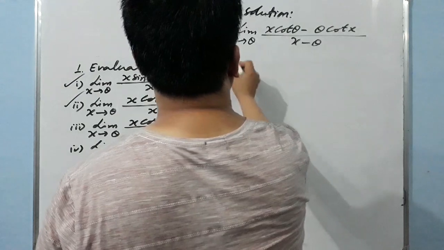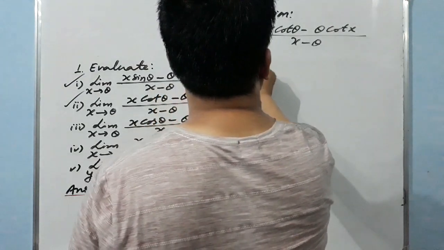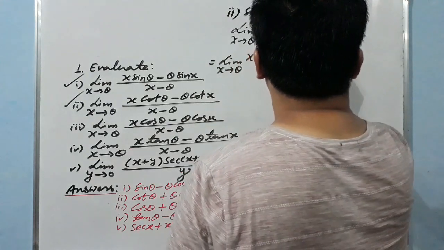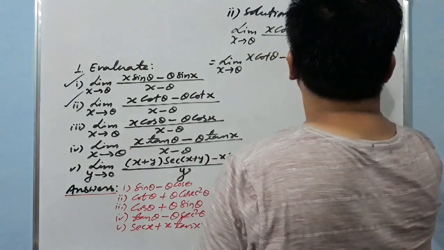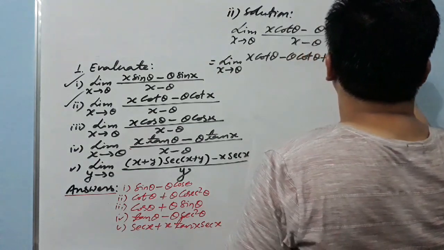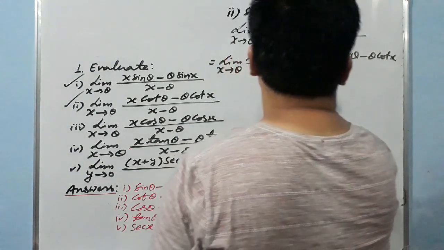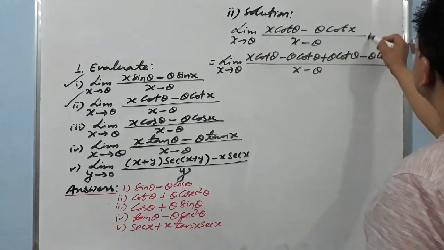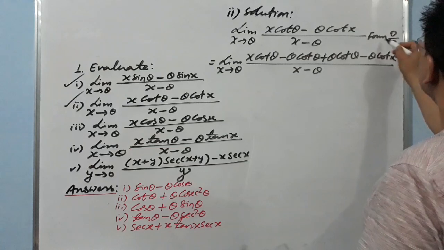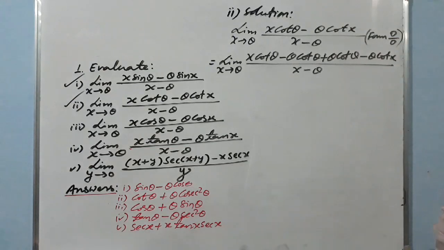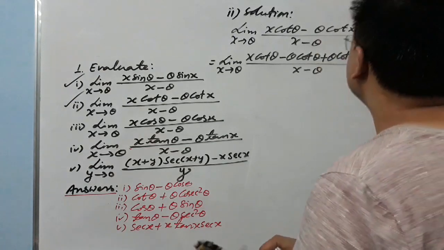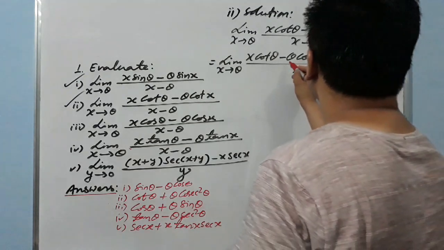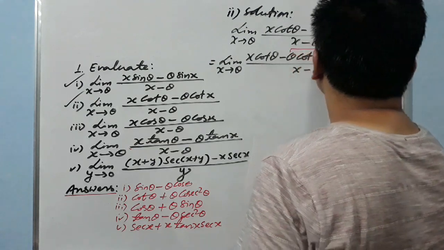Is equal to limit as x tends to theta of (x cot theta minus theta cot theta plus theta cot theta minus theta cot x) over (x minus theta). If you see, then you will find out 0 upon 0 form, meaning indeterminate form. Okay, here we have added and subtracted this term. See very carefully this one.